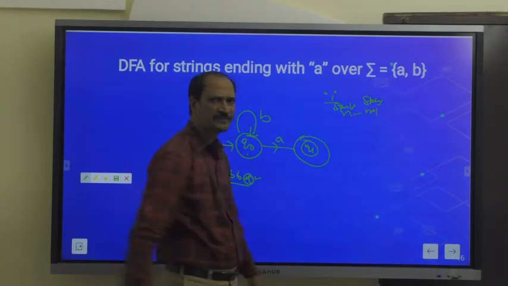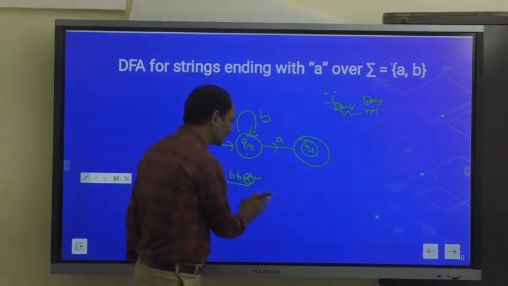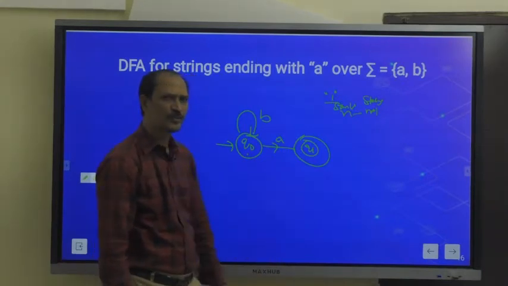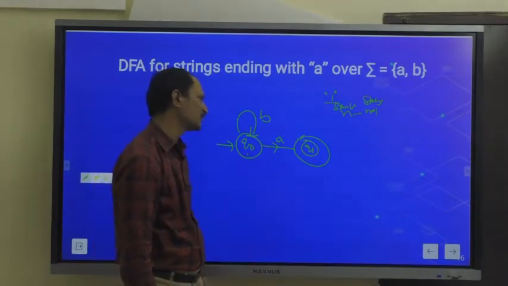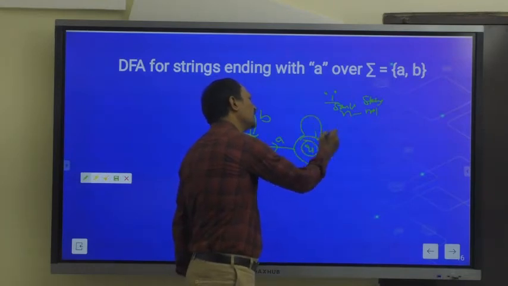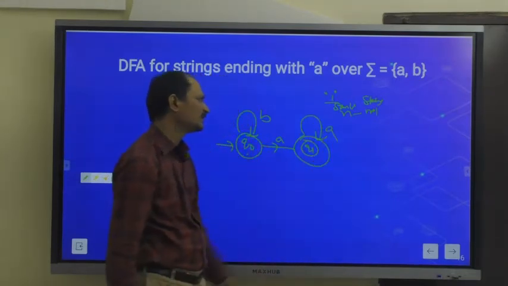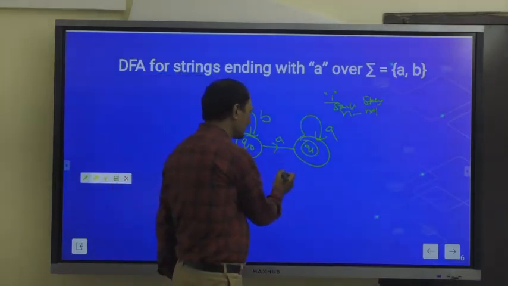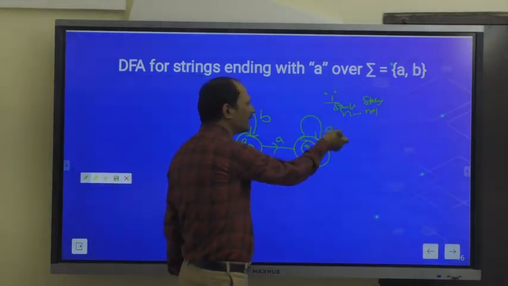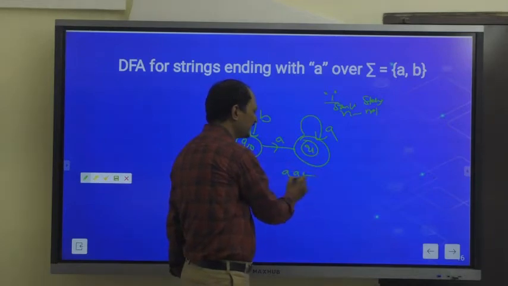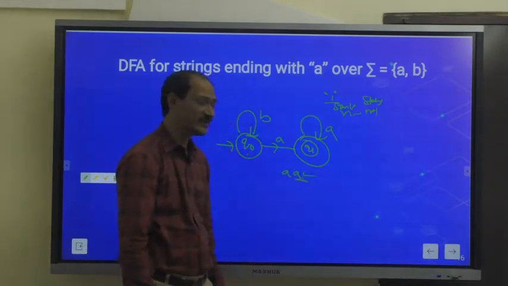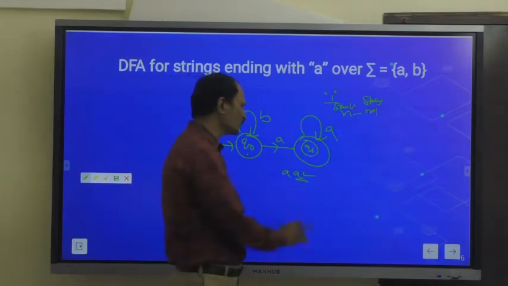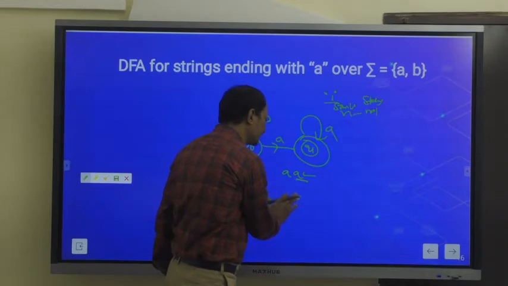Now, is it a DFA machine? No, it's not a DFA. Why? I need to show paths for A and B on Q1 also. If I apply a self loop of A on Q1, do you have any problem? I don't think so. Why? Suppose Q0 on A goes to Q1. If I apply one more A, it is still ending with A only. Even if I won't apply A, I already got one A. It's ending with A. This is how we are going to analyze things.